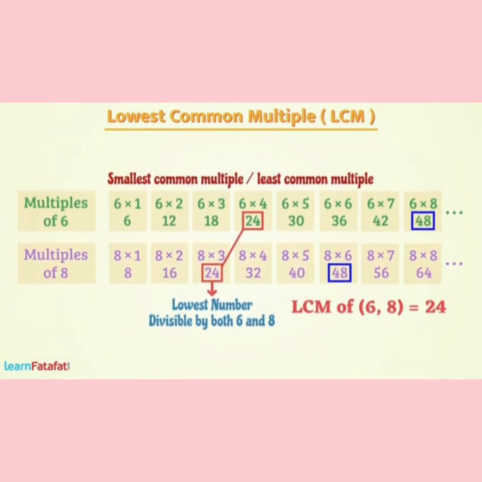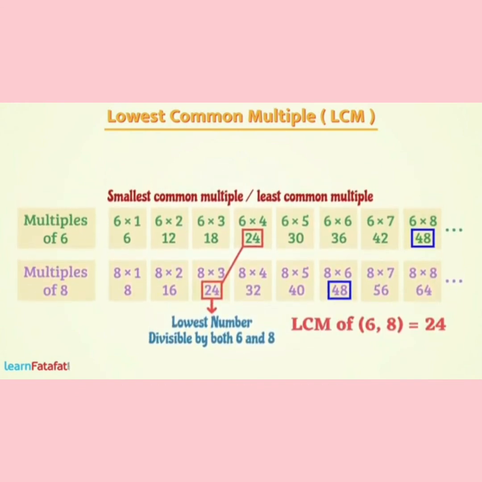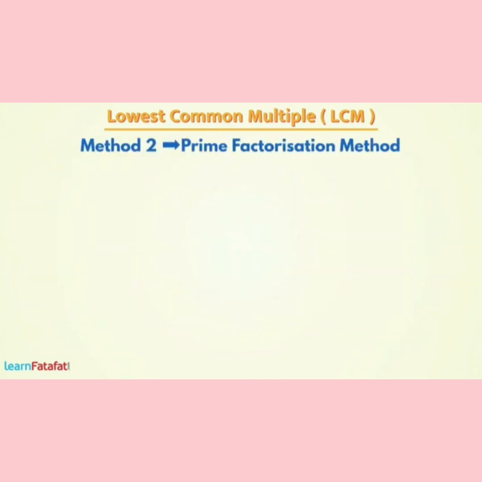Let's learn how to find LCM of given numbers. One way to do so is to list down all the multiples of both numbers and find the least number that is common to all given numbers. But finding all multiples is time consuming and difficult as well. So we use the prime factorization method.